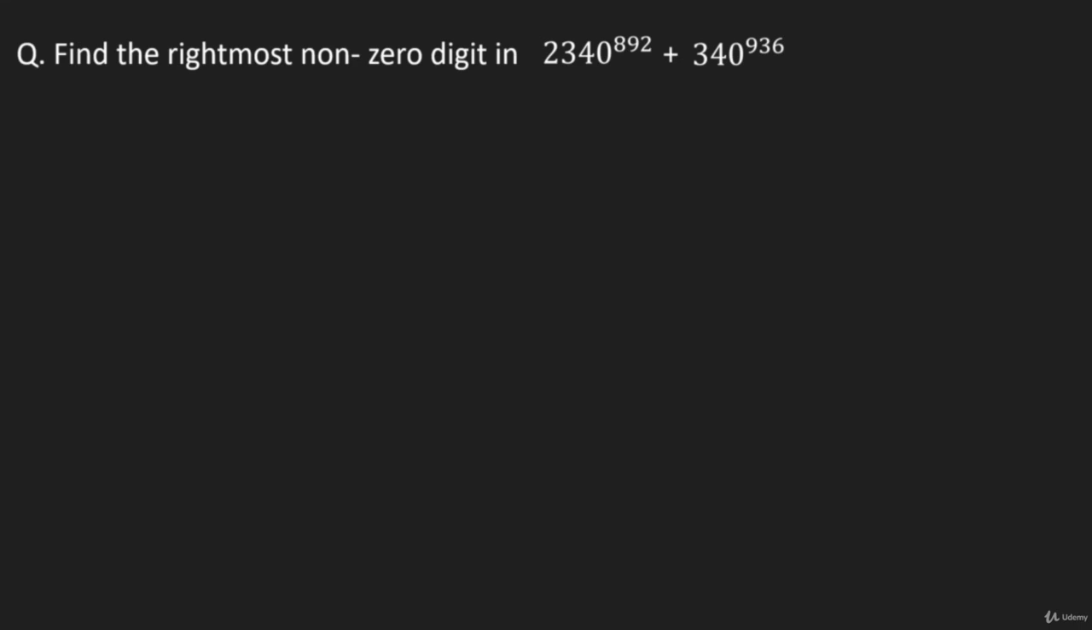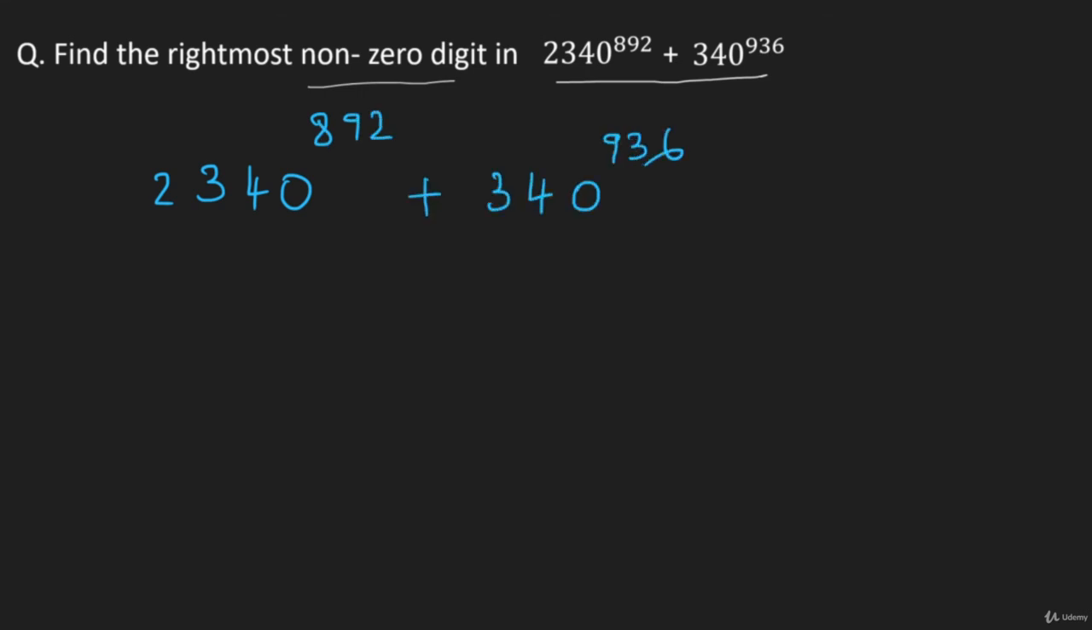Let's do this question. Find the rightmost non-zero digit in 2340 to the power 892 plus 340 to the power 936. Pause the video, give it a try on your own, and then let's solve it together. Alright, we are back. So the question that we are trying to solve is 2340 to the power 892 plus 340 to the power 936.